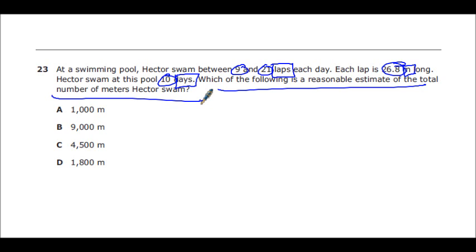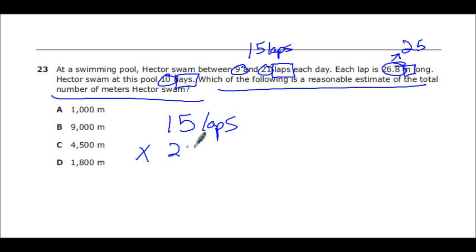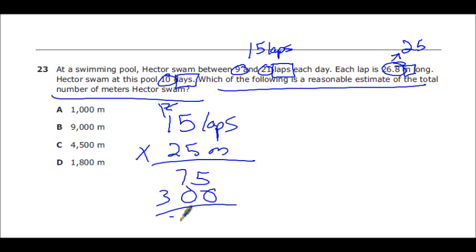So we can go on the low end. It says that he swam between 9 and 21 a day. So I can do somewhere right in the middle, which would be about 15. So 15 laps is about right in the middle, and each lap is 26.8. I could round this. You could round to 25 if you wanted to, maybe even round to 30. So I'm going to take 15 laps and multiply that times 25 meters. When I do that, I get 375 meters within those 15 laps.